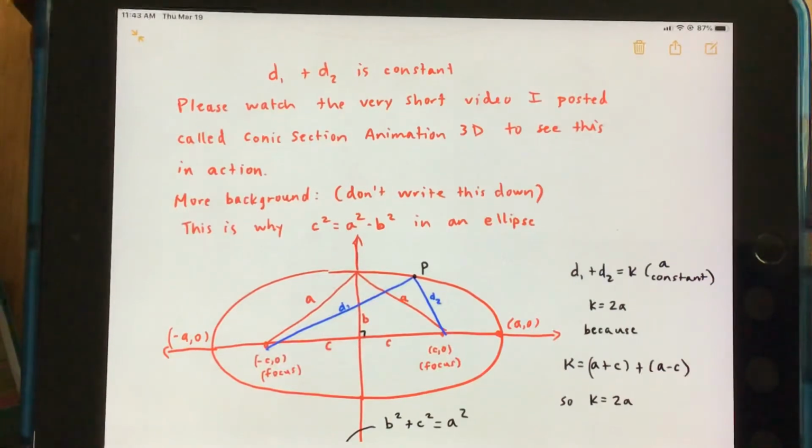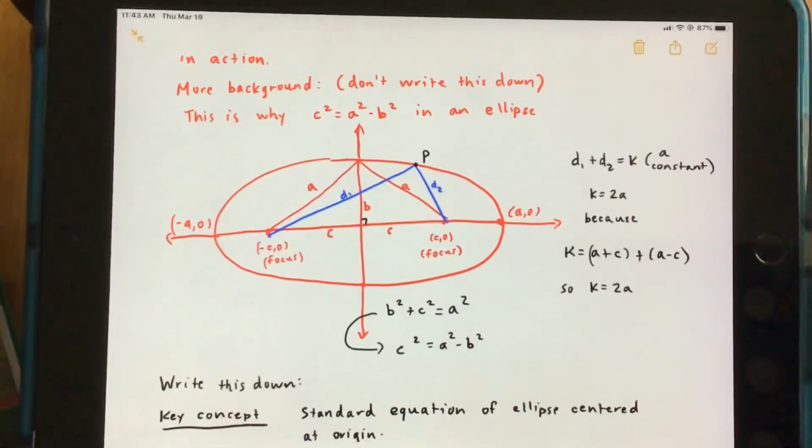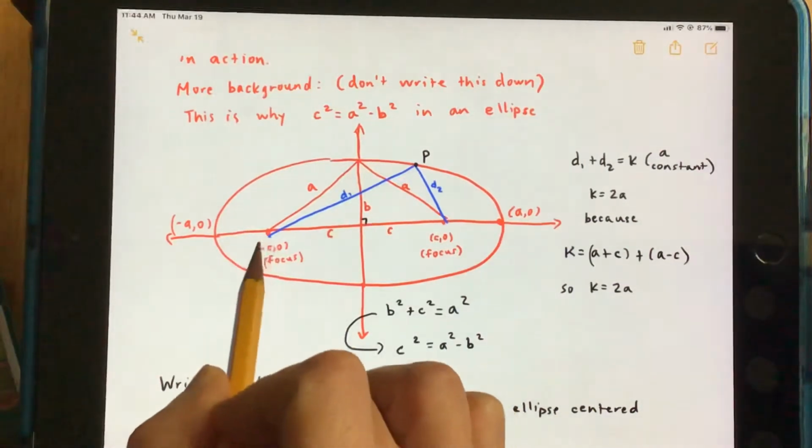Some more background, you don't need to write this down. I'm just showing you why in an ellipse we have the relationship c squared equals a squared minus b squared. This will be important as we begin to work out problems. What I'm going to want to point out to you here is that I've drawn a very special case where we have our imaginary string here.